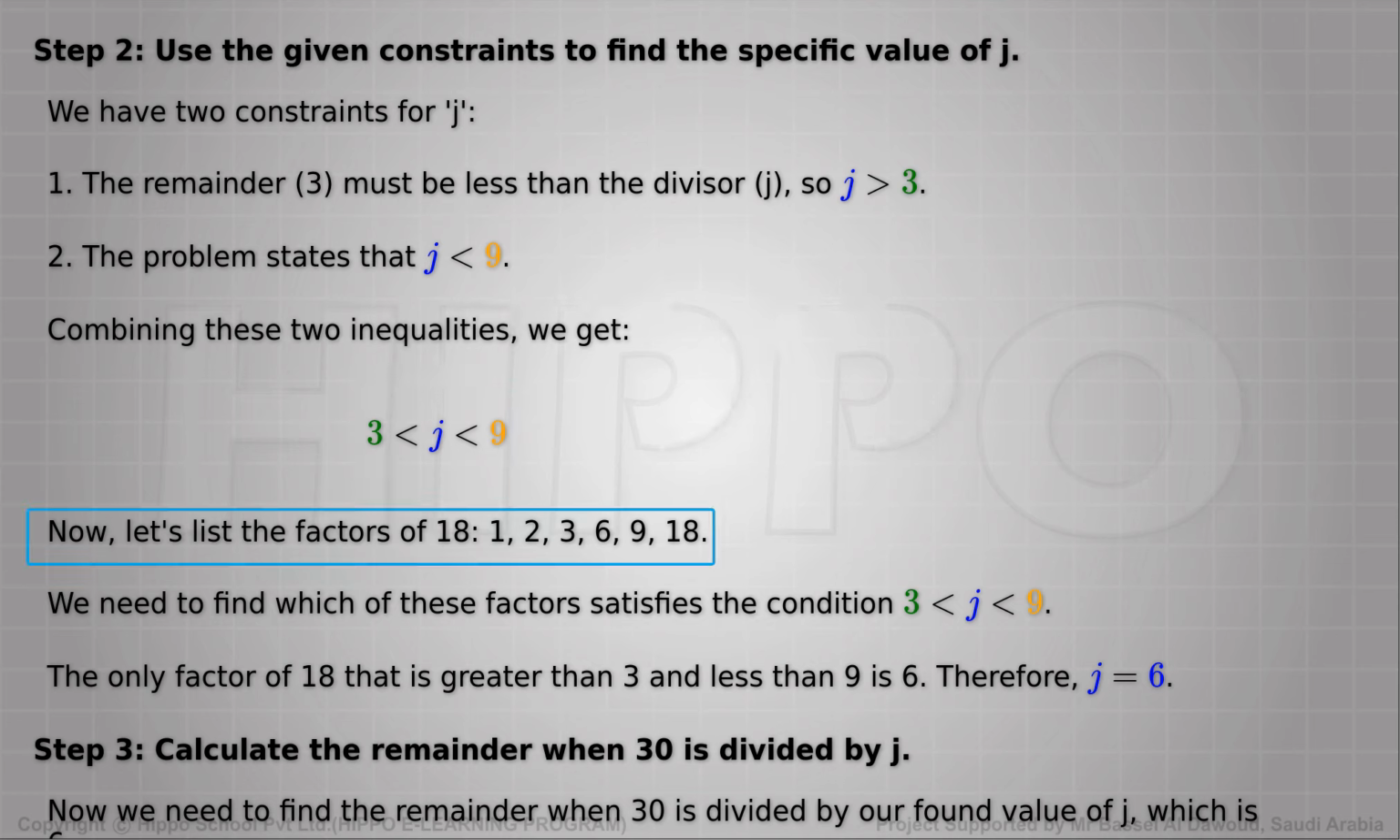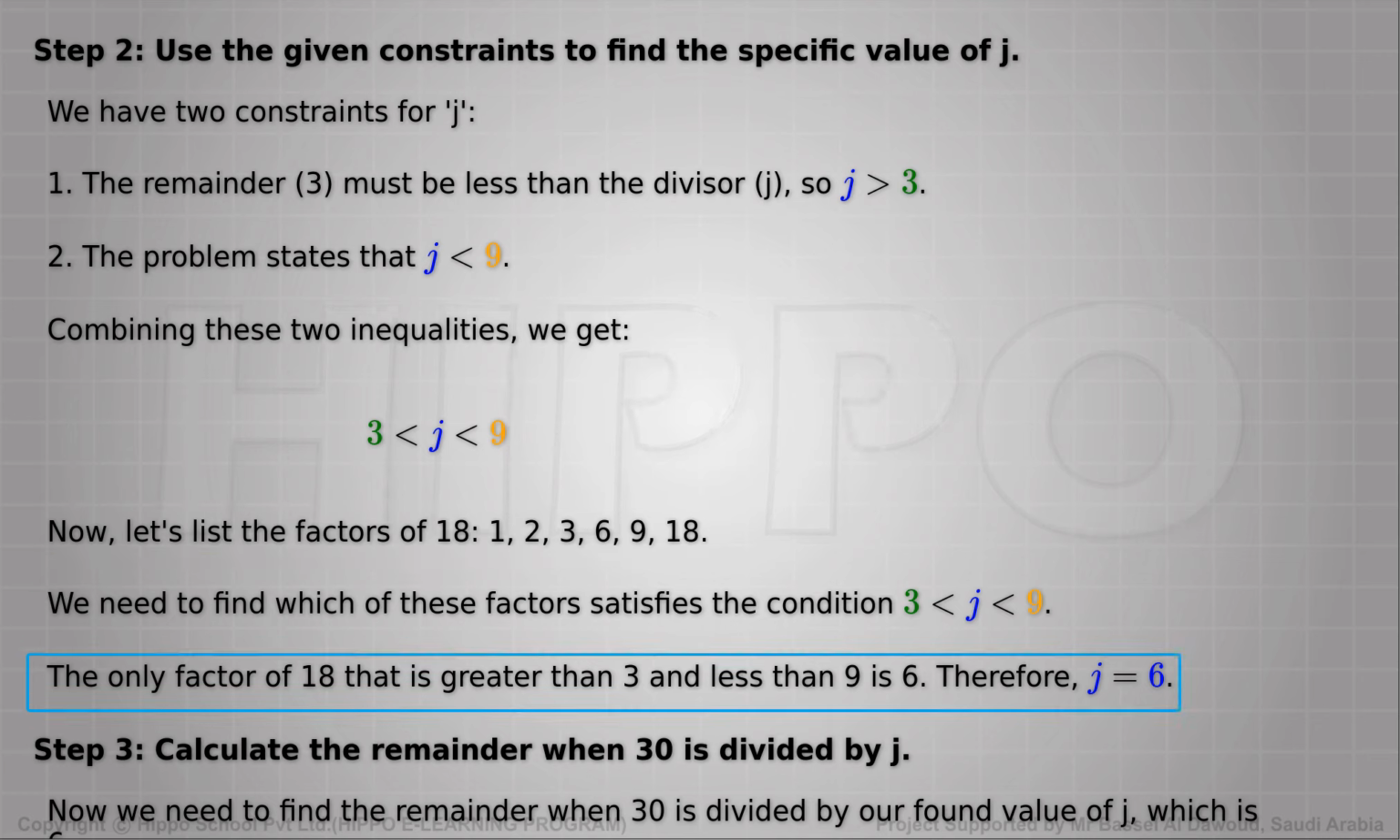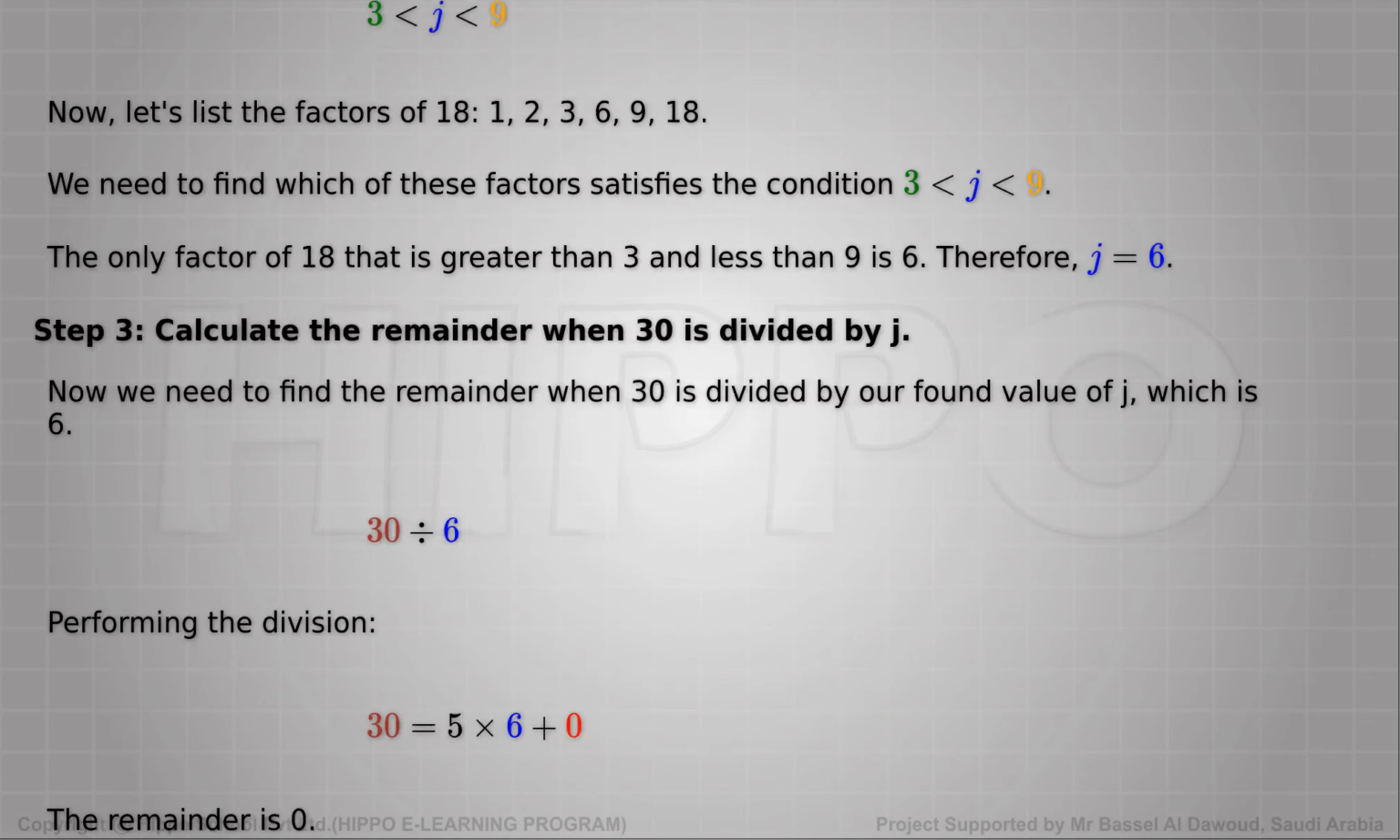So let's look at the factors of 18: 1, 2, 3, 6, 9, and 18. The only factor on that list that is also between 3 and 9 is the number 6. So we found our value. j equals 6. We're on the home stretch now.